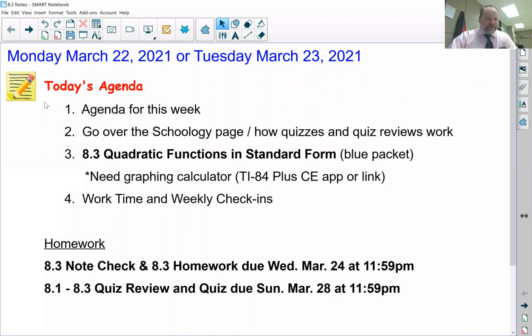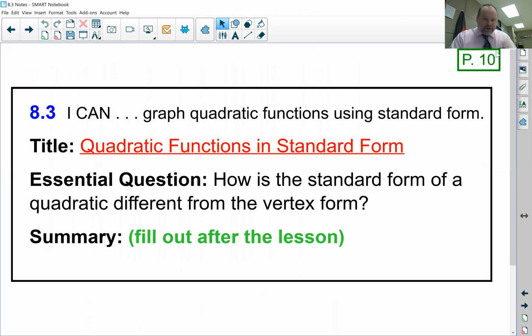So again, this is in the blue packet. If you haven't picked them up, they've actually been moved now to the main office. So if you are picking up packets, they will be available in the main office now, if you decide to pick one up. Again, I would suggest doing it, as it saves you a little bit of writing time.